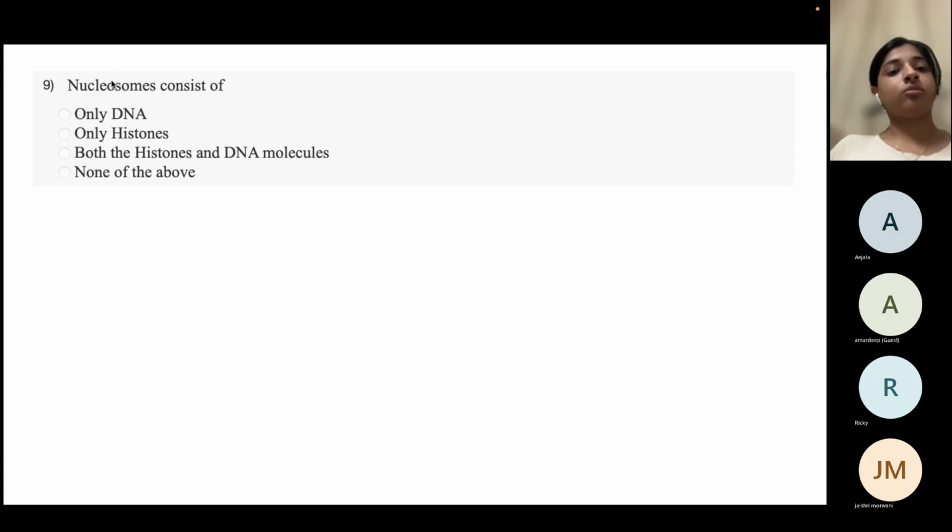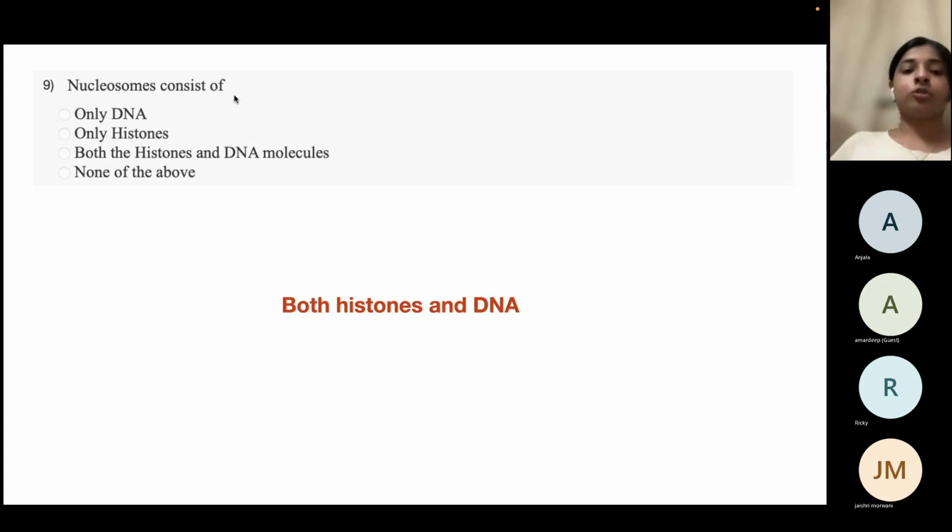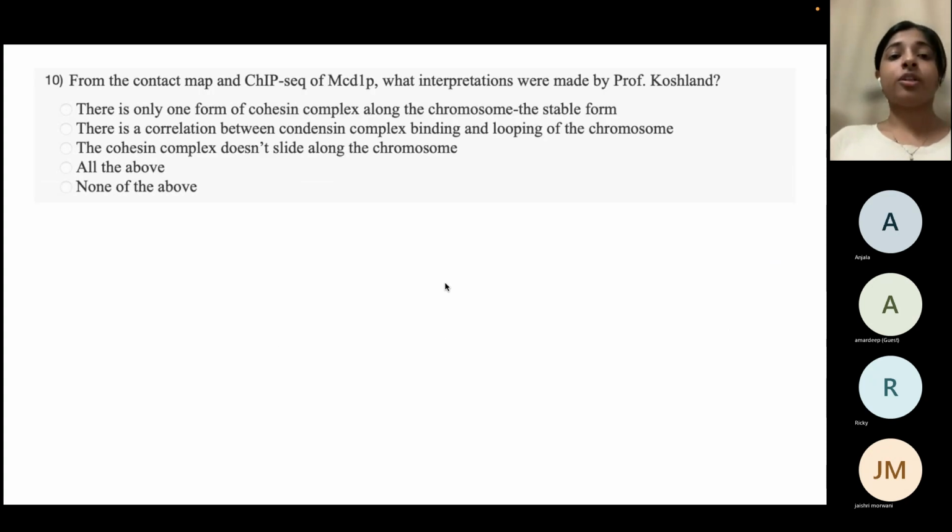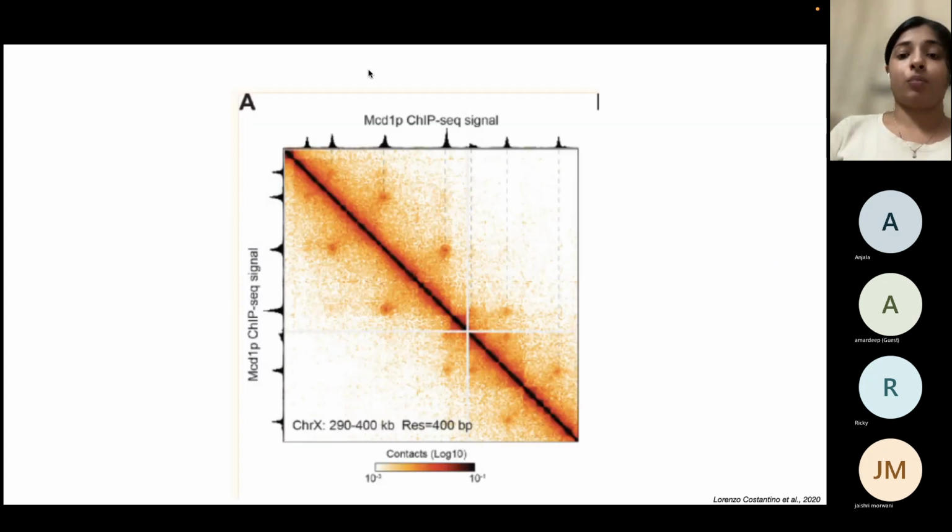The next question was, nucleosomes consist of what? Nucleosomes are a histone core wrapped around with DNA, so they have both histones and DNA molecules. The next question talks about the experiments made by Professor Koshland, and the contact map plotted from the ChIP-seq of Mcd1p. This is a subunit of cohesin that they're talking about. This is the map that we had earlier discussed.